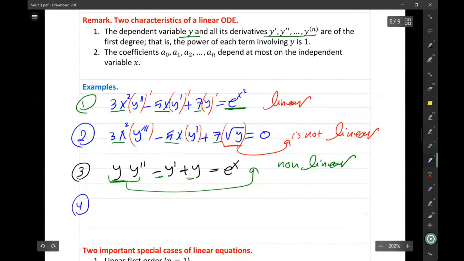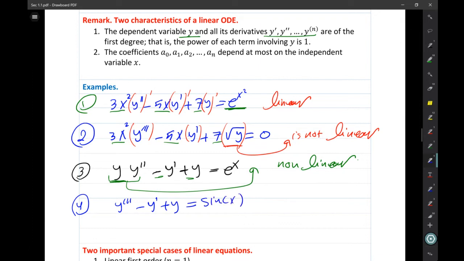Number 4: y triple prime minus y prime plus y is equal to sine x. All the coefficients are constants, and the power of y and all the derivatives is 1. So it is linear.